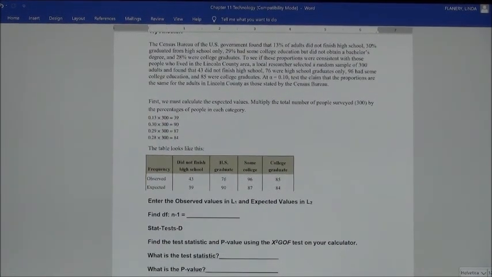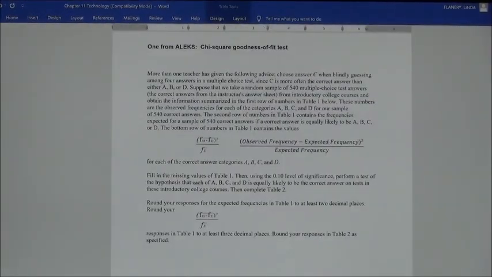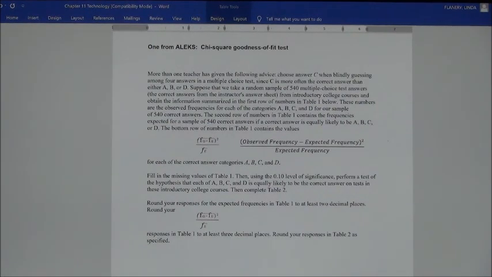Now, I'm going to scroll down to one more so you can see what the Alex ones look like. All right, here's one from Alex doing your chi-square goodness of fit test. More than one teacher has given the following advice. Choose answer C when blindly guessing among 4 answers in a multiple choice test, since C is more often the correct answer than either A, B, or D.